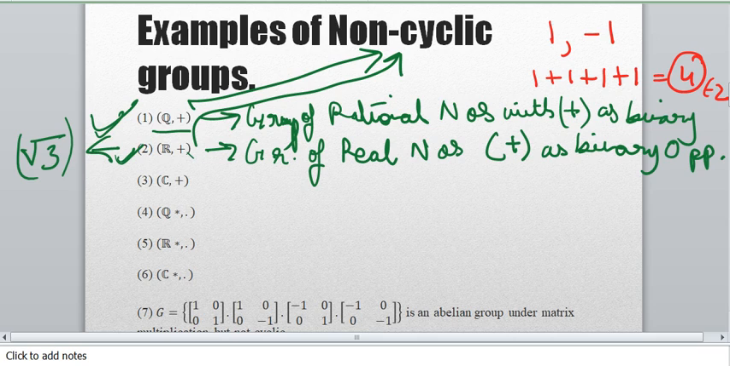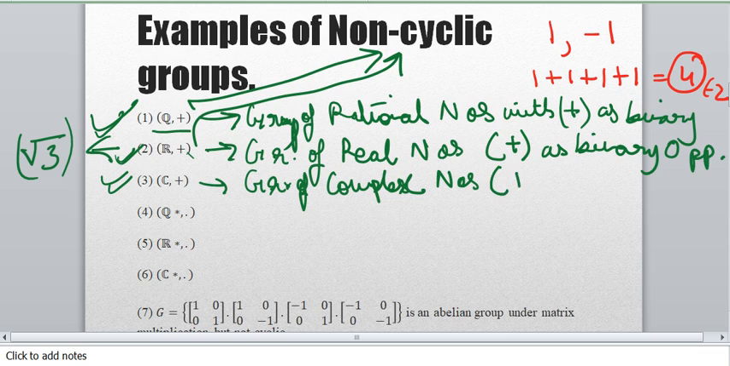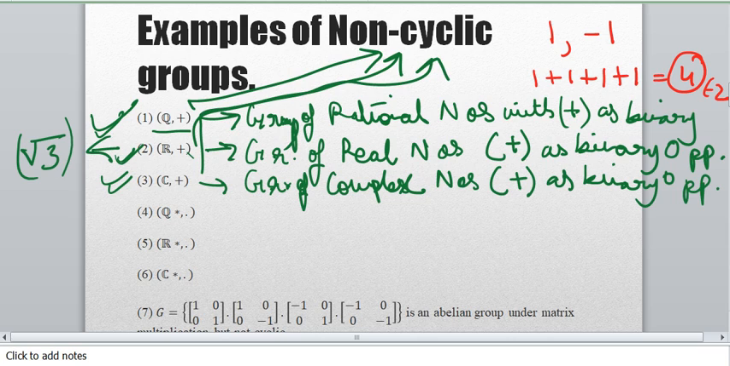All right, moving on to the next one, part 3. It says that C plus means the group of complex numbers with addition as binary operator. So the group of complex numbers with addition as binary operator is not a cyclic group. Again, this itself is not a cyclic group.